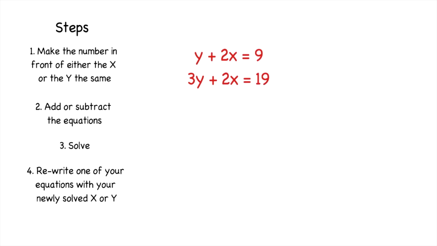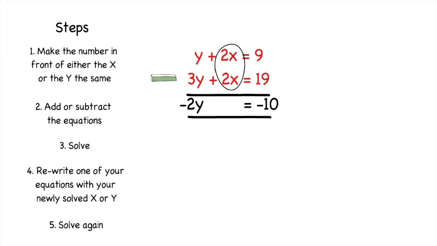So let's look at this example and go over the steps. The first thing we need to do is make the number in front of either the x or the y the same. So here, we don't have the same number in front of the y's, but we do have the same number in front of the x, so we don't need to do anything here. The next thing you want to do is add or subtract your two equations. If I added these two equations together, I would get 4 lots of y and 4 lots of x. That doesn't help me. But if I took them away from each other, I would get minus 2y plus nothing equals minus 10.